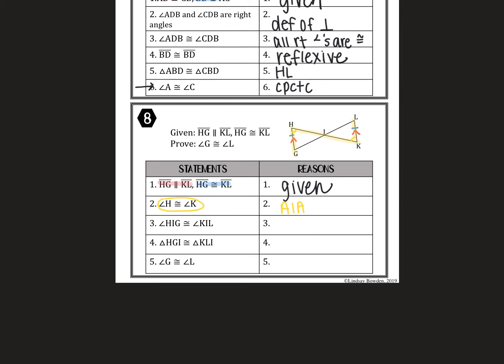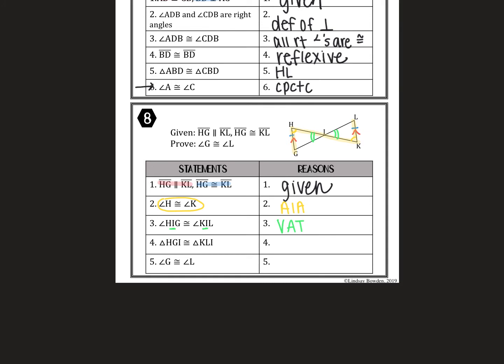The next thing is I could mark these vertical angles that exist. So here and here, I need to double mark these angles because I already single marked. They named them H, I, G, and K, I, L. Notice that I is the middle letter and it's the vertex. And this is the vertical angle theorem.